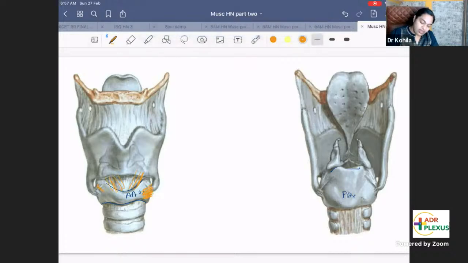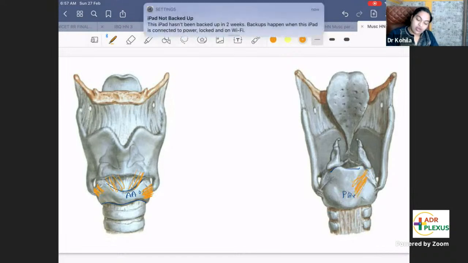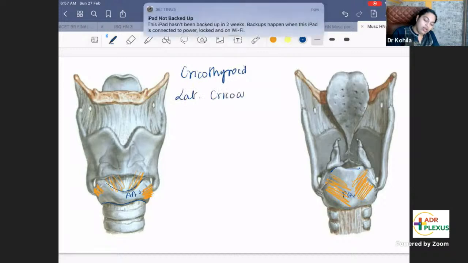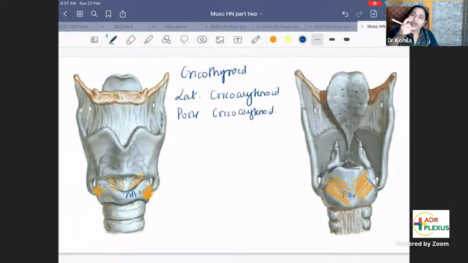From the anterior surface will be the lateral cricoarytenoid. On the posterior surface, there will be the posterior cricoarytenoid. Okay, you should know the names. I'll repeat it again. Related to cricoid will be cricothyroid, lateral cricoarytenoid, and posterior cricoarytenoid. Okay. That's related to arytenoid, no?